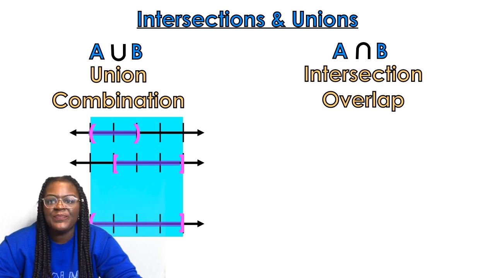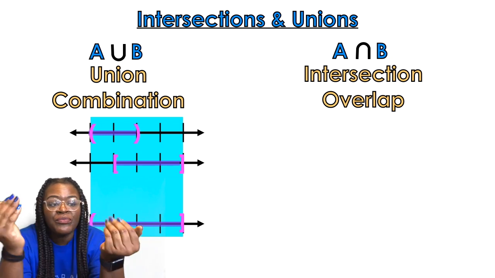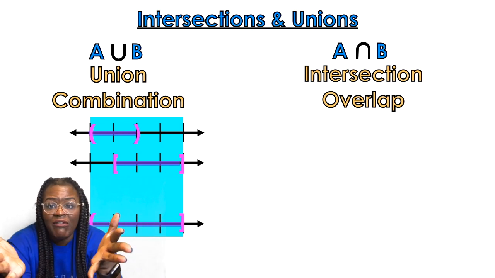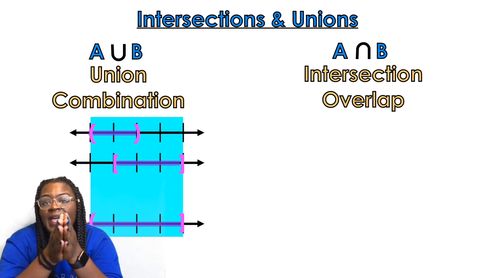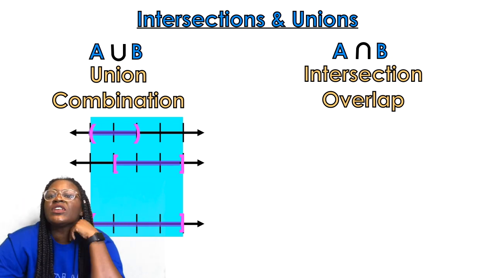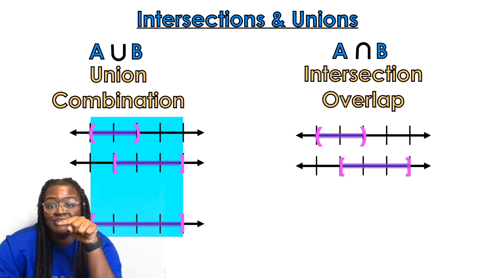I got you. So now we're going to look at an intersection. An intersection is you and your boo thang, you and your bae, whatever y'all be calling them these days, your significant other, your partner. What happens is you're not combining your things, you're just trying to figure out how many things you guys have in common. So if I take the same graph A and the same graph B, what we're gonna do is we're just gonna focus on what we have in common.